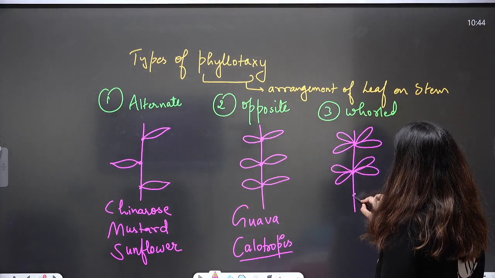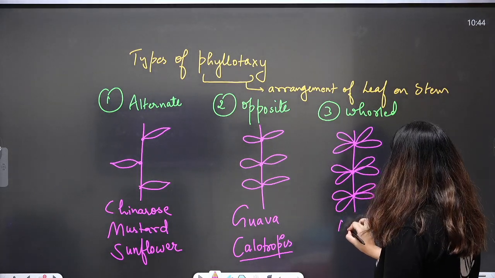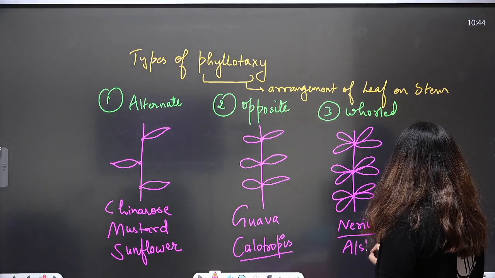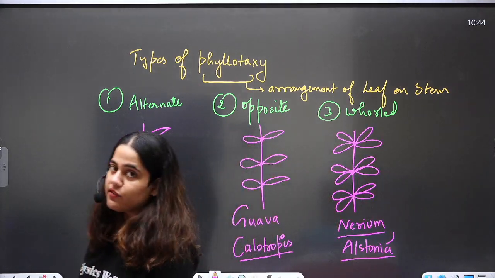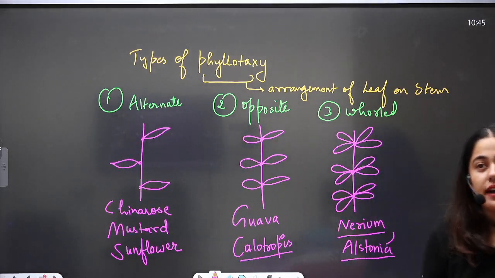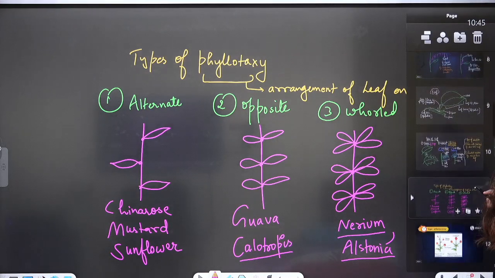Where do you see lots of leaves at each node? Example, Nerium, Alstonia. How do you remember it? NA, not applicable. Nerium, Alstonia having whorled phyllotaxy in which there are many leaves at each node. So these are the types of phyllotaxy: alternate, opposite, and whorled. So this is about leaf.